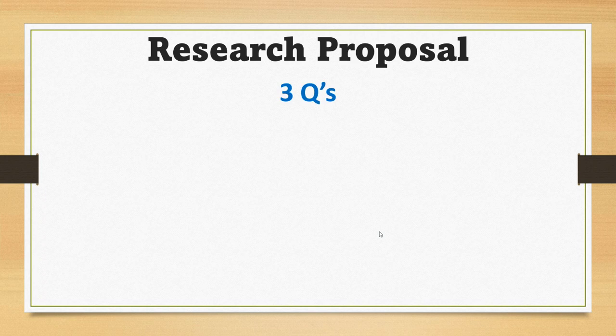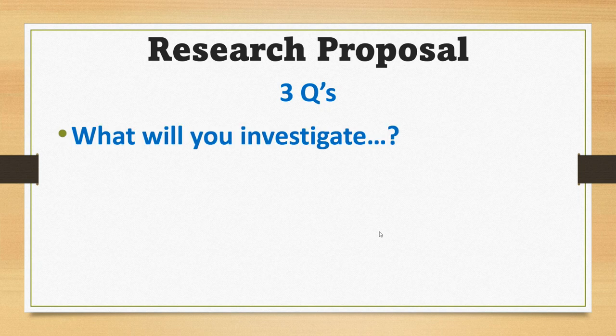The first part is related to three questions. We have to answer three questions whenever we are going to write a research proposal. The first question is: what will you investigate in your research project? Whenever you write a research proposal, there will be a research project behind it. So you will have to clearly understand what your point of ponder is, and what you will be investigating in your research project.